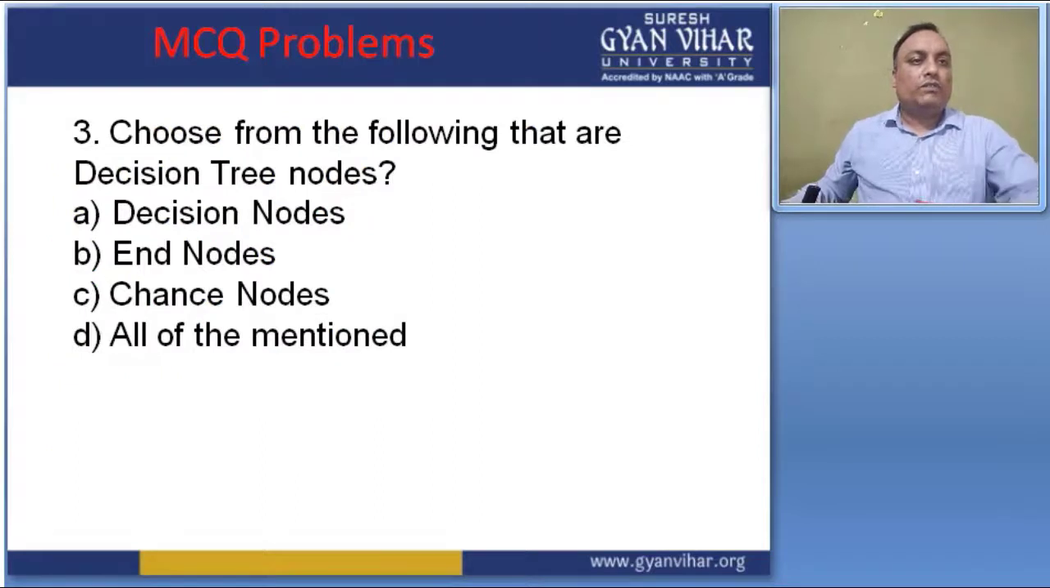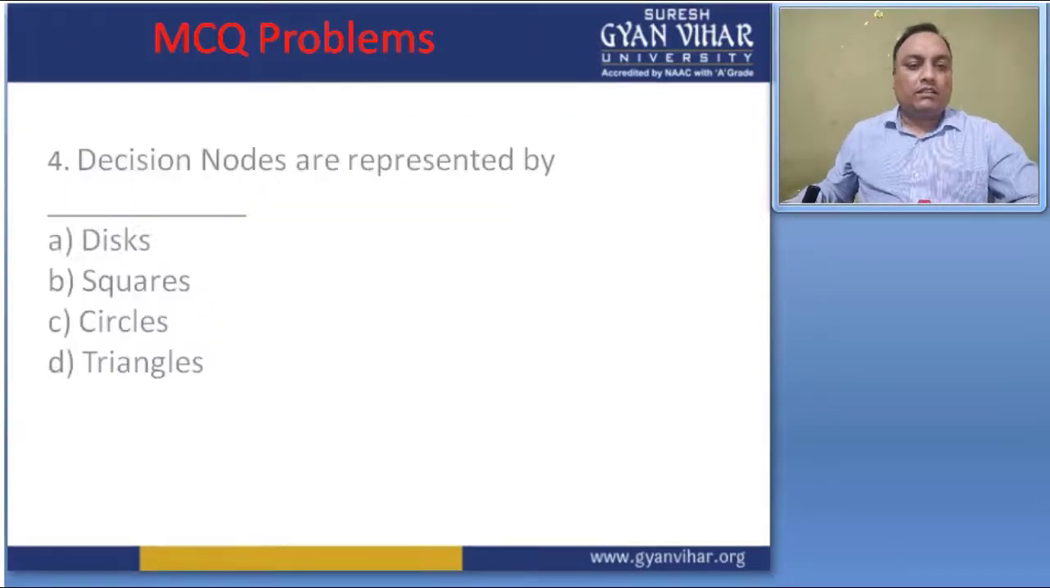Next question: choose from the following the decision tree nodes: decision nodes, end nodes, chance nodes, and all of the above mentioned. So decision tree nodes, this is the decision nodes, right? A is the right answer for this question. Then the next asks: decision nodes are represented by disk, square, circles, or triangles. So here decision nodes are described by the squares. So B is the correct answer for this question.